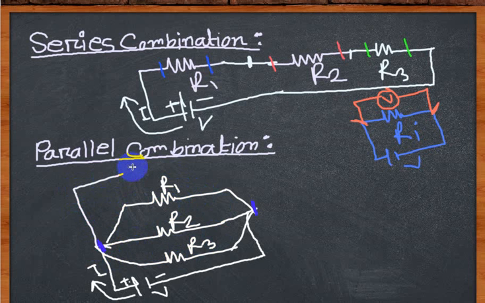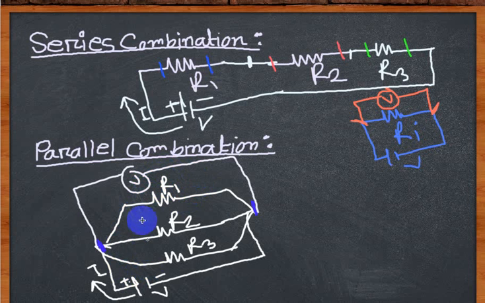So if we put a voltmeter, we will basically get the potential difference between two terminals. But in parallel combinations the two terminals are the same for all the resistors. That means the potential difference is the same for each resistor. So in parallel combination voltage doesn't get divided.